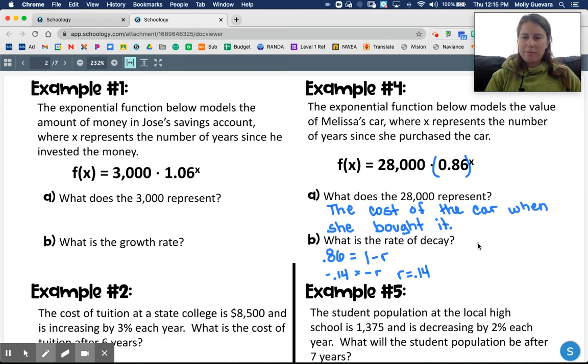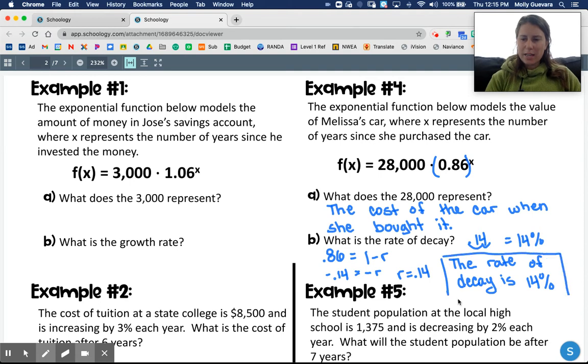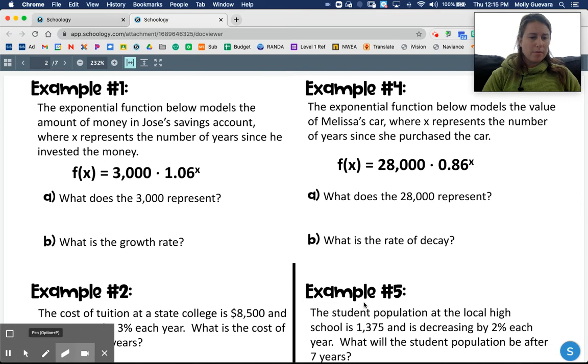So as a percent, excuse me. I wrote the 4 before I wrote anything else. Okay, so 0.14. If I move it to the right 2 units, because it's always 2, I'm going to get 14%. So the rate of decay is 14%. So the value of her car is decreasing by 14% every year. It's a lot. Okay, let's look at another one.